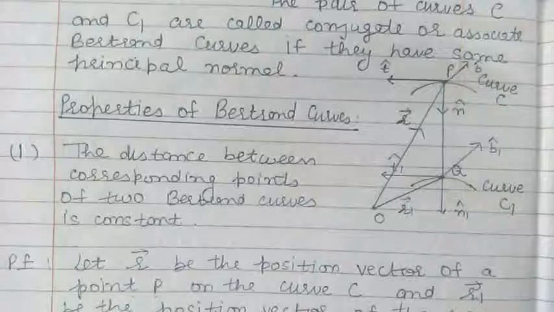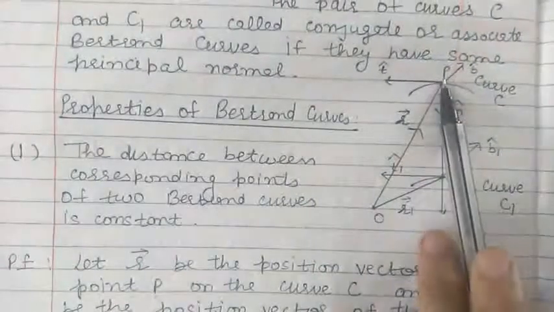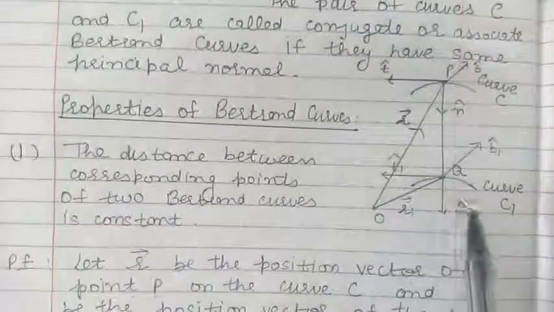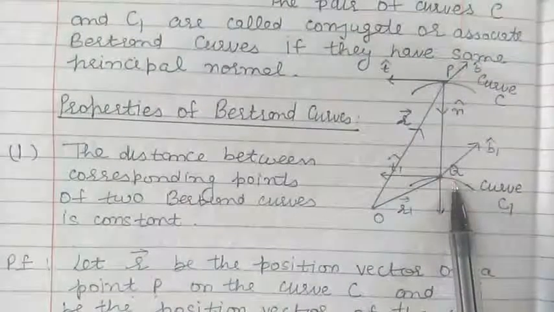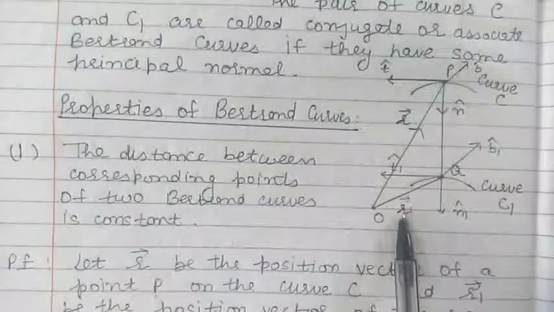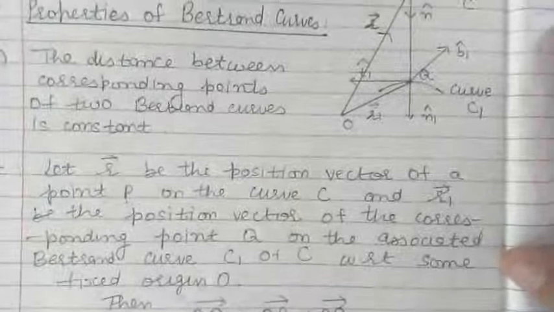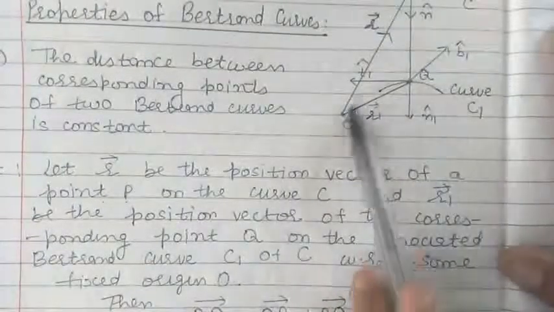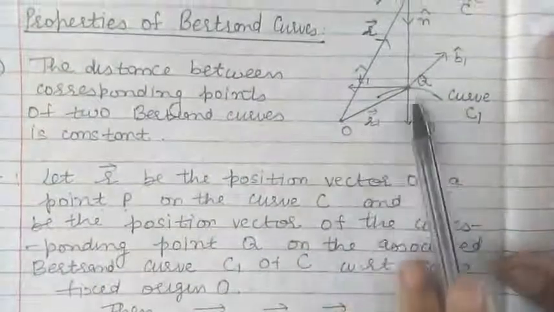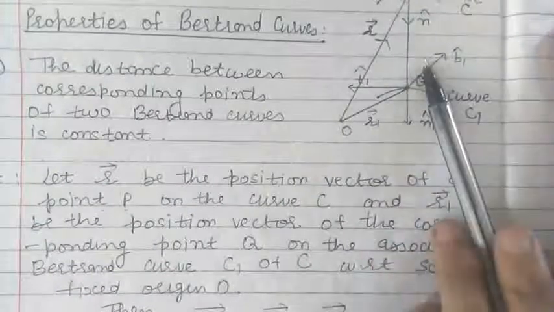So in order to prove this, let us take O as the origin and the position vector of point P as the vector R, and the position vector of the point Q as R1. Now we are to prove that the distance PQ is constant. In order to prove this, let us take the vector OQ. Now by using the triangle of vectors in this triangle, you can see vector OQ is given by vector OP plus vector PQ.